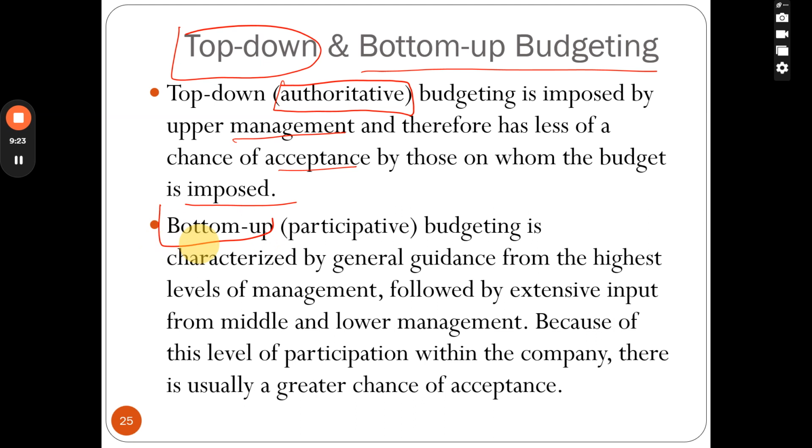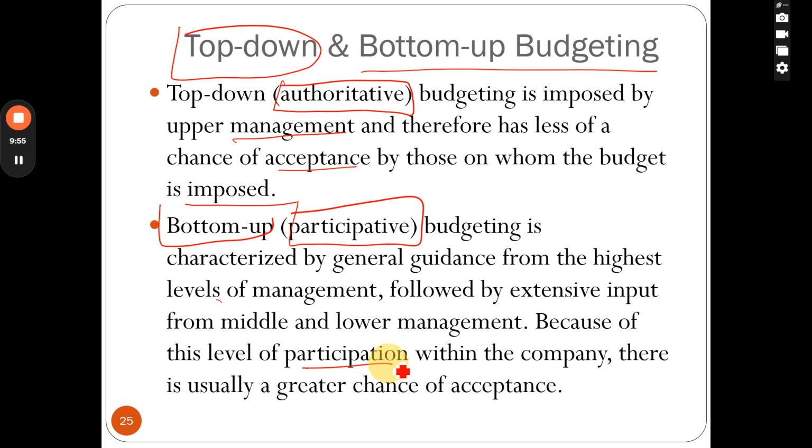But the bottom up, or what we call participative budgeting, is actually prepared by the people who are involved in the production, involved in the sales, involved in each and every functionality. They are the ones who are preparing the budget. Normally, they are getting the needed details from their day-to-day operations.